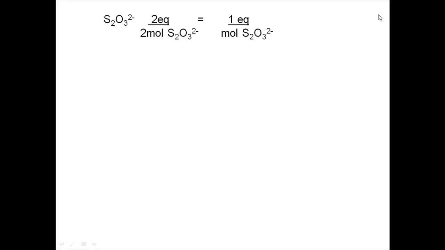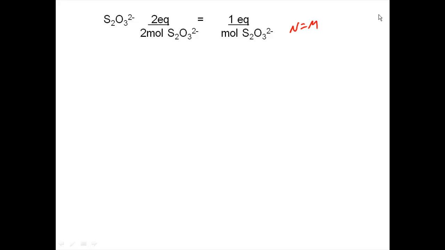Okay, so basically we said thiosulfate has 2 equivalents for every 2 moles of thiosulfate, which ratio-wise turns into 1 equivalent for every 1 mole of thiosulfate. So that basically is saying that my normality will equal my molarity.